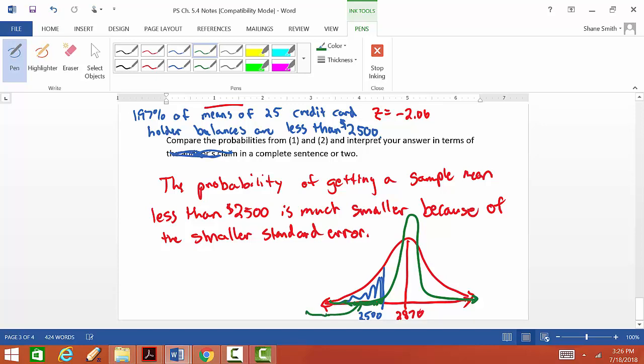So this green area is about 1.97%. And this blue area is about 34.09%. And you can see that because my standard deviation is so much smaller, the area is going to be so much smaller as well for the green compared to the blue. All right, so that is the central limit theorem and the last section of chapter 5.